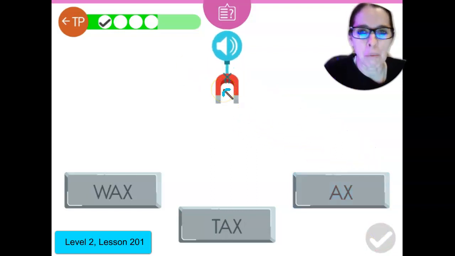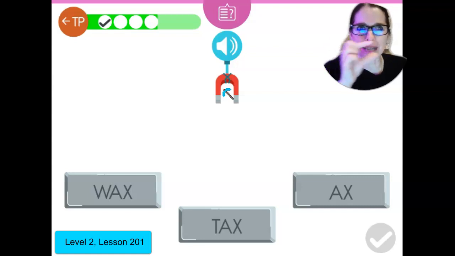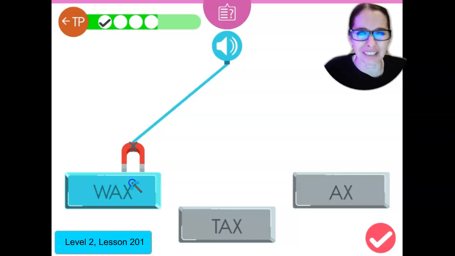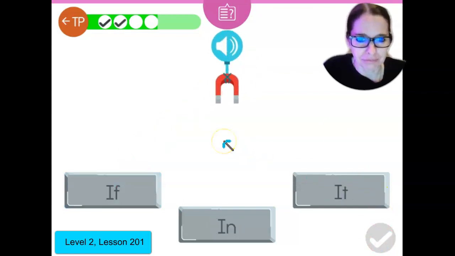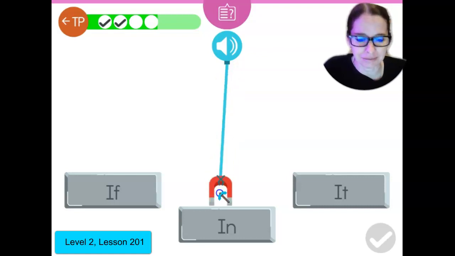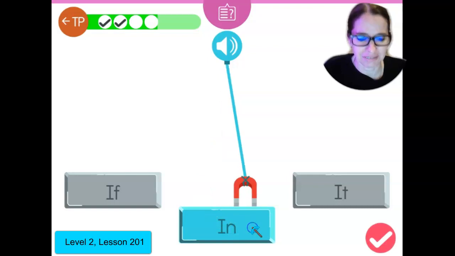Wax. I'm looking for a word that has wax. Axe. Do you like how I slide my magnet? Wax. I'm pretty sure that's wax. In. I'm looking for the spellings of in. In the word in, I hear in.